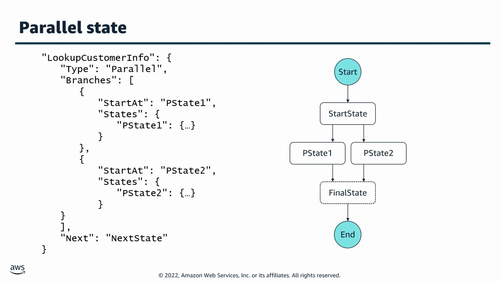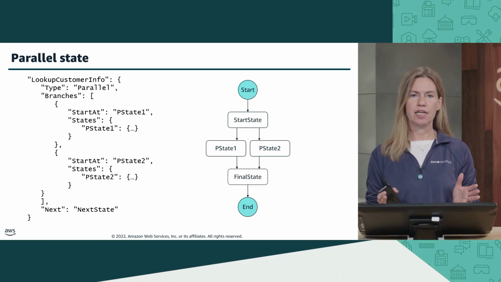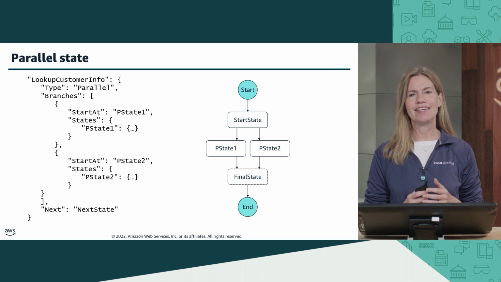The parallel state creates parallel branches in your state machine. A parallel state causes Step Functions to run each branch, starting with the state that is named in the branch's StartAt field, as concurrently as possible. The workflow will wait until all branches reach a terminal state before it processes the parallel state's next field.